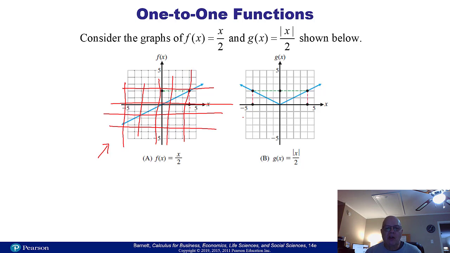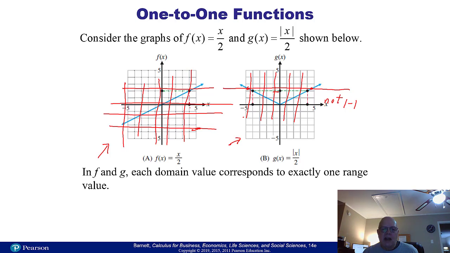However, let's go over here to this other one. Now, first of all, this is a function. There's our vertical line test. It never crosses more than once, but this is a big one. If we draw this horizontal line, or the one that they've drawn here, it crosses at two different places. It is a function, but not one-to-one.